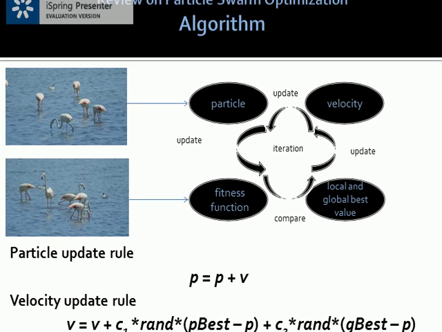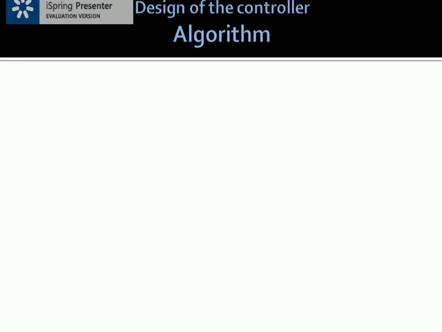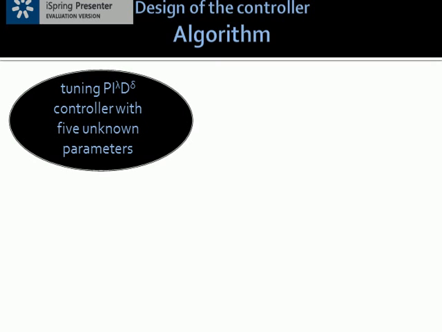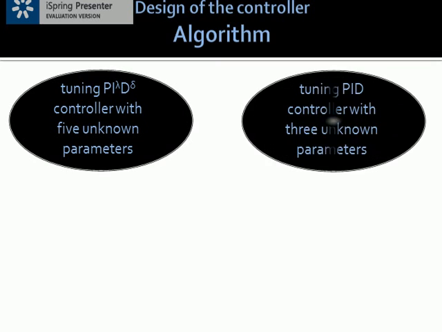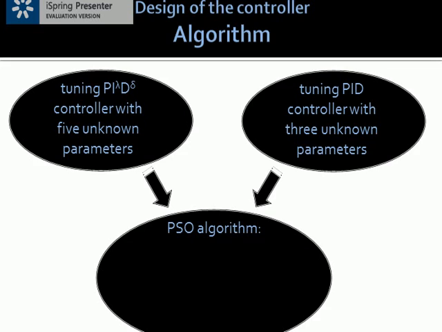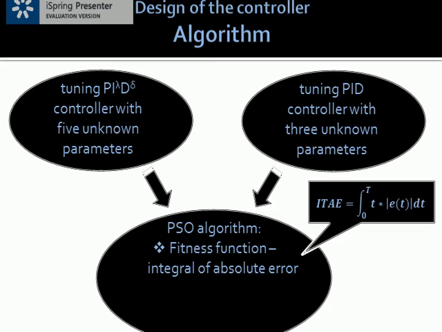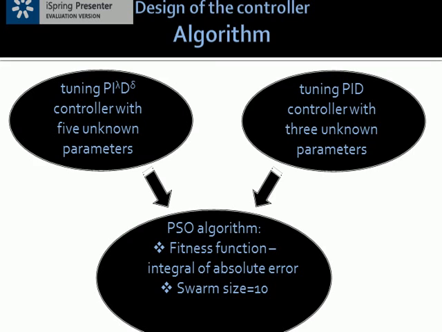The goal is to optimize the fractional PID controller, which has 5 unknown parameters, and the integer PID, which has 3. That is why we need to create a 3- and 5-dimensional solution space. To design the PSO algorithm for it, we need to set parameters that will give us the best results. For both controllers, the parameters will have the same values. The most important thing to choose is the fitness function. In our case, it will be the integral of absolute error. The size of the swarm will be 10. The algorithm will stop after 100 iterations.